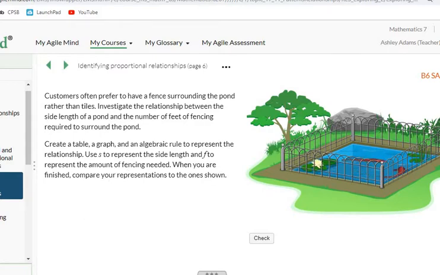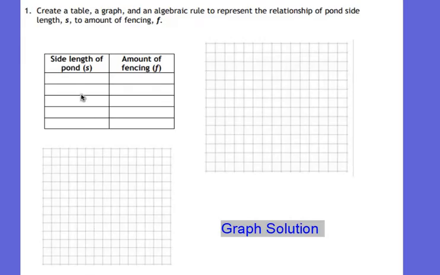So if I have a side length of, let me get my pen. If I have a side length of 1, that means a 1 by 1 square. How much is the amount of fencing I need? Basically, how many sides long is all my sides? So 1, 2, 3, 4. I'm going to need 4 pieces of fencing.